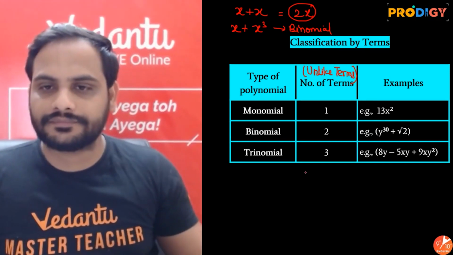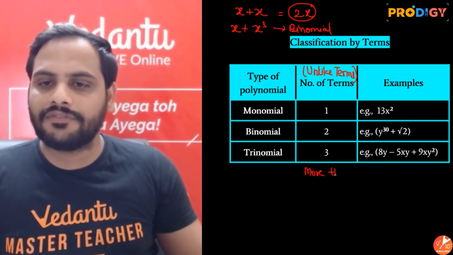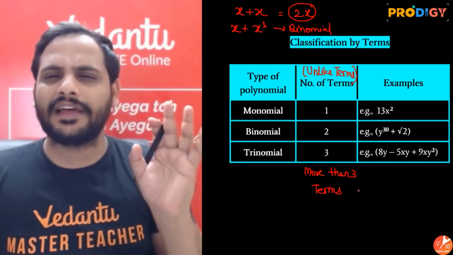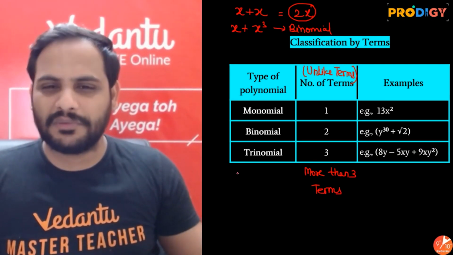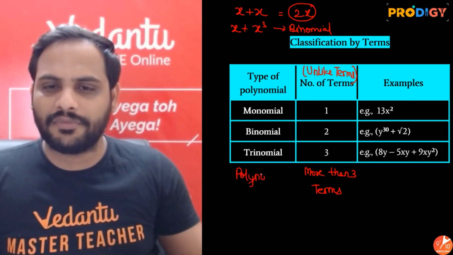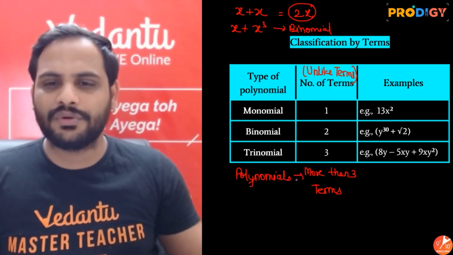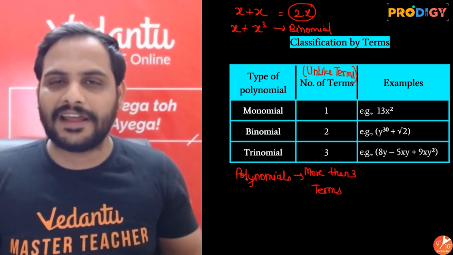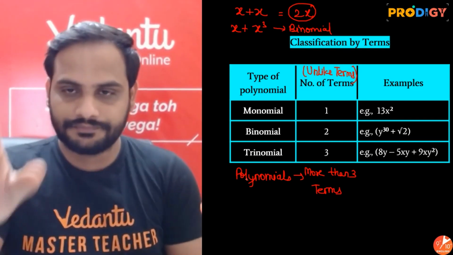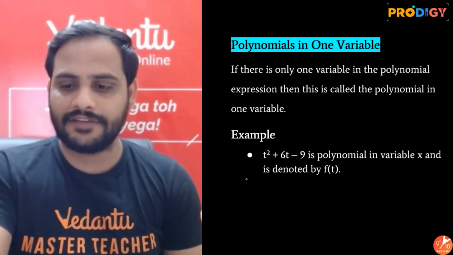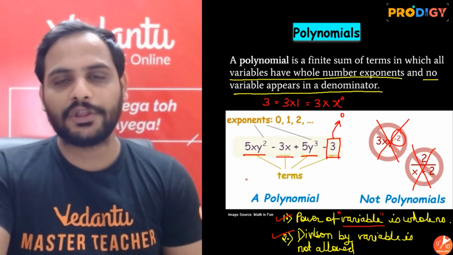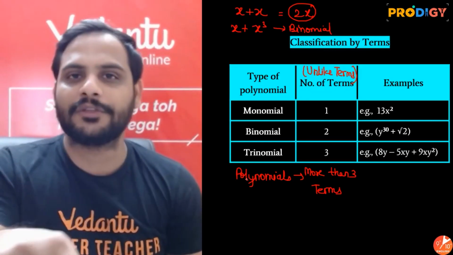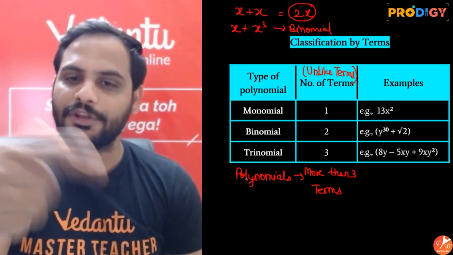If more than three terms are there, in that case we don't have any special name. Call it normally polynomials. Just a normal term, polynomials only. But it is very important: it does not mean that monomials, binomials, trinomials are not polynomials. See beta, I am saying, the polynomial definition I have given you over here. It does not mean a polynomial should have more than three terms only. No, a monomial is also a polynomial, a binomial is also a polynomial, a trinomial is also a polynomial.